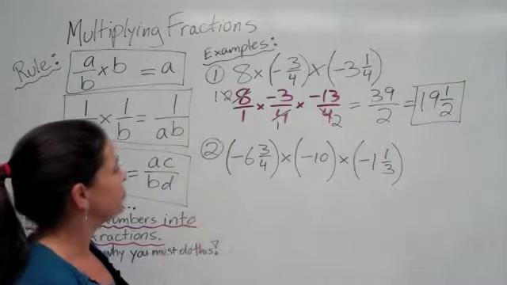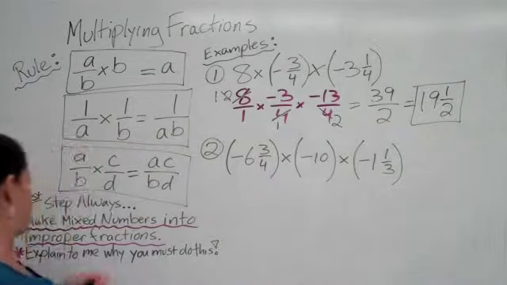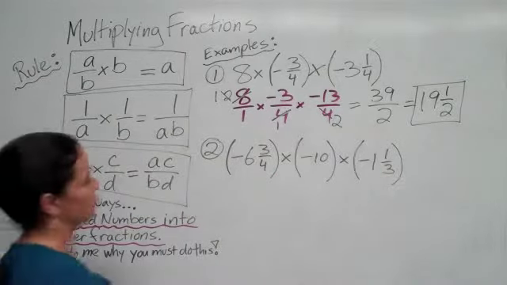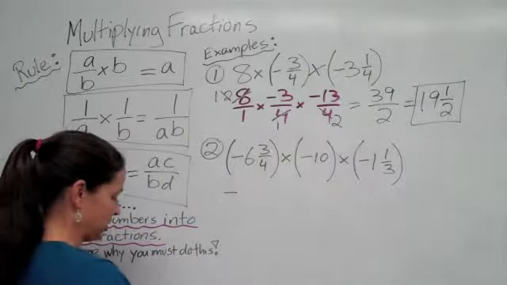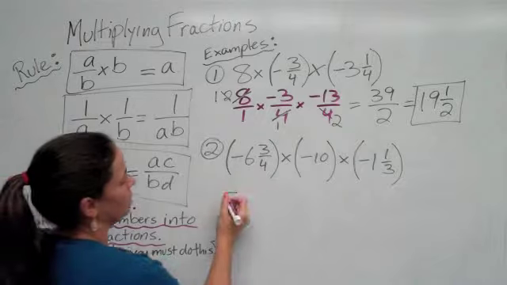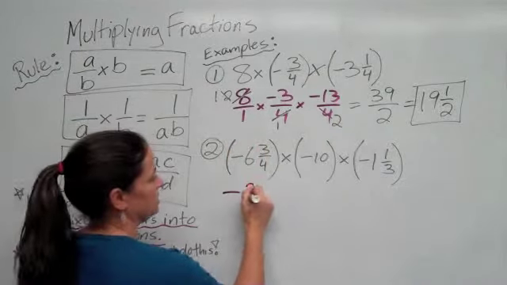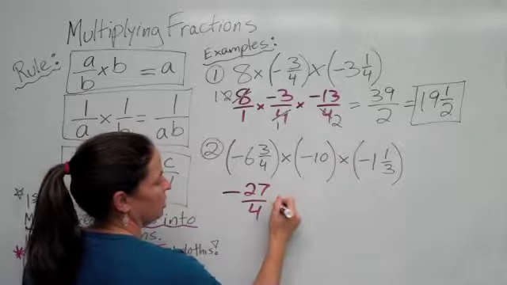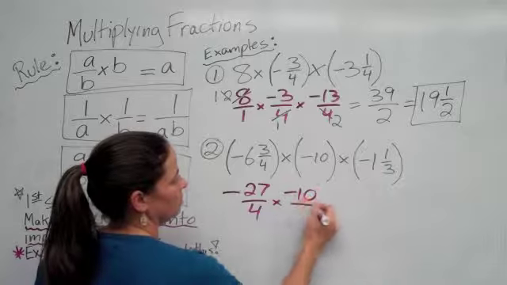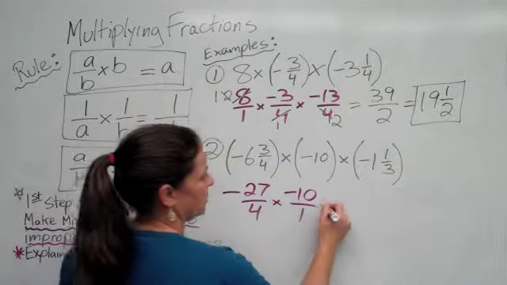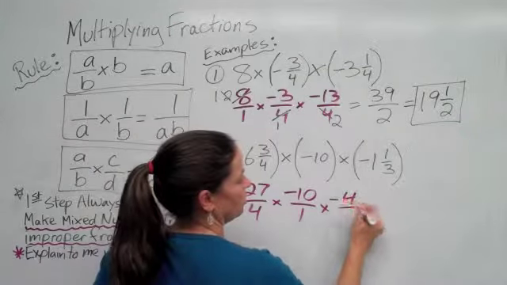Number 2. -6 3/4 times -10 times -1 1/3. Again, make your mixed numbers into improper fractions first. So I can ignore the negative, make it a negative, and then change the rest and then bring it back. So put my negative down. 6 times 4 is 24 plus 3 is 27 over 4. And I want to multiply this by -10, which is -10 over 1. And I want to multiply this by negative 1 times 3 is 3 plus 1 is 4 over 3.